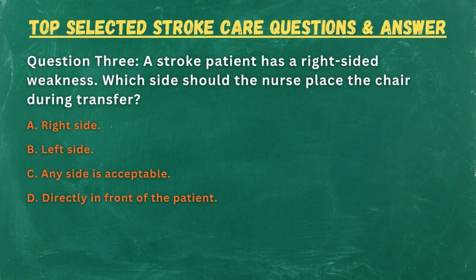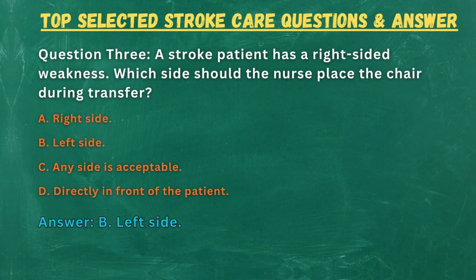Question 3. A stroke patient has a right-sided weakness. Which side should the nurse place the chair during transfer? A. Right side. B. Left side. C. Any side is acceptable. D. Directly in front of the patient. Answer. B. Left side.